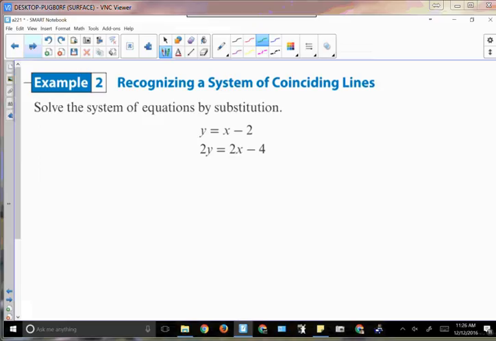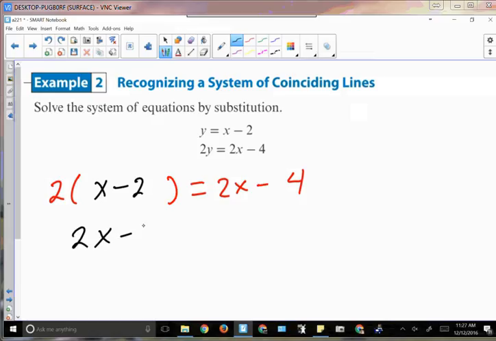Take a look at this. Now, that was nice of them. They actually have a variable equal. So what I'm going to do is simply replace wherever I see y in the second equation with the expression up here. So where the y was, 2 is equal to 2x minus 4. I'm going to pop in what that was equal to, so it's going to be x minus 2. Now I'm going to do the distributive property, so I get 2x minus 4 is equal to 2x minus 4.